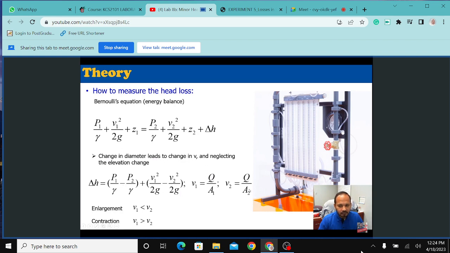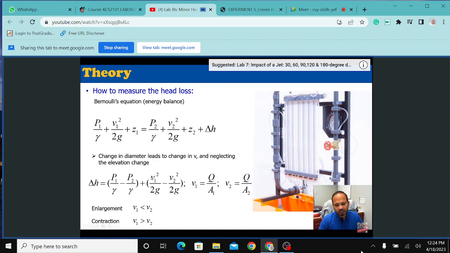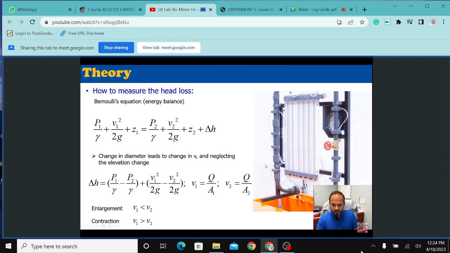So again, for the contraction and enlargement, after we take the manometer reading, we have to balance it, adding the velocity term to the pressure difference that we find. And to find this, we need to know the velocity. How do we find that? If we collect the total water flow, and if we know the cross section of the contraction and enlargement, we can find those velocities.